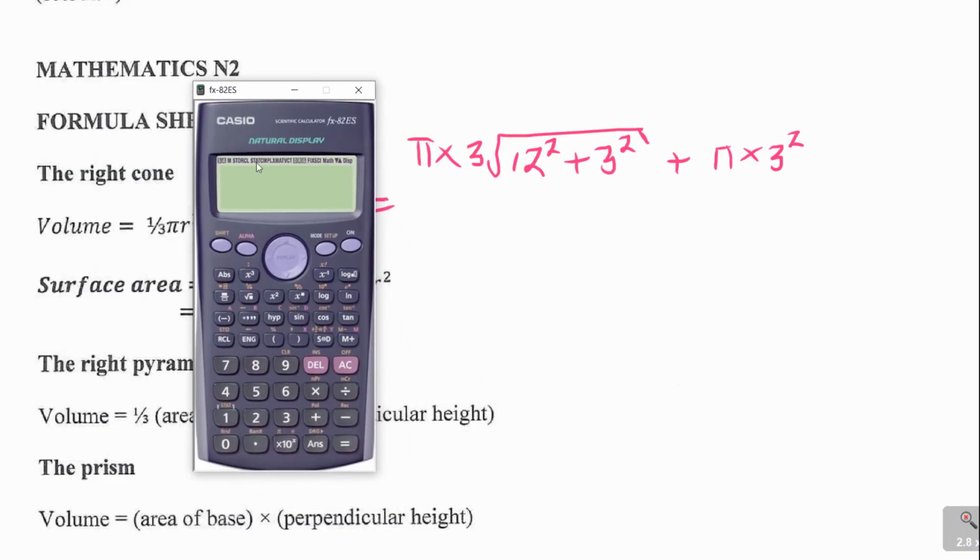It was not difficult. So you say shift pi times 3 times square root, it's better to put it times, 12 squared plus 3 squared.